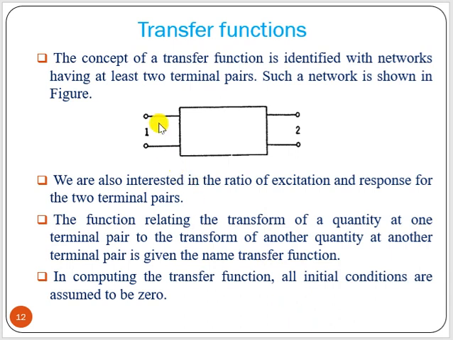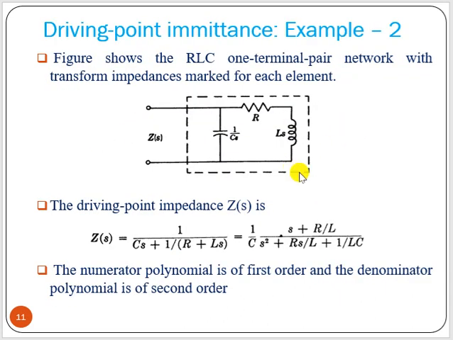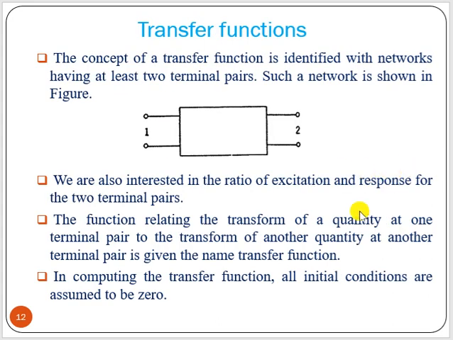Okay, so we have a two terminal pair, or two port network: port one and port two. We are also interested in the ratio of excitation and response for the two terminal pairs. In the case of one terminal pair, we are finding only the driving point immittance, either the impedance function or admittance function. Now for a transfer function, we will require excitation and response.